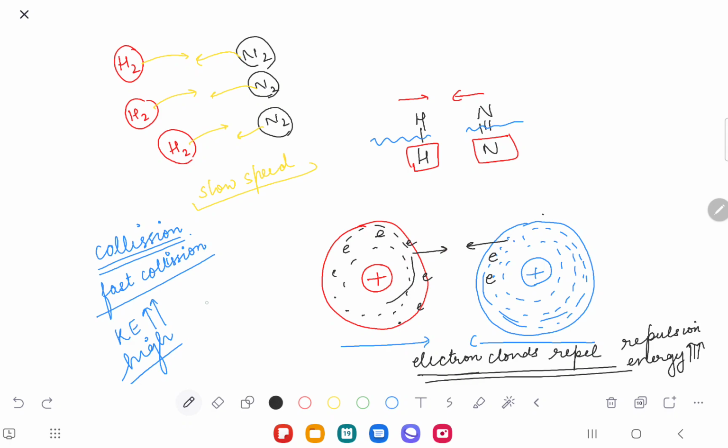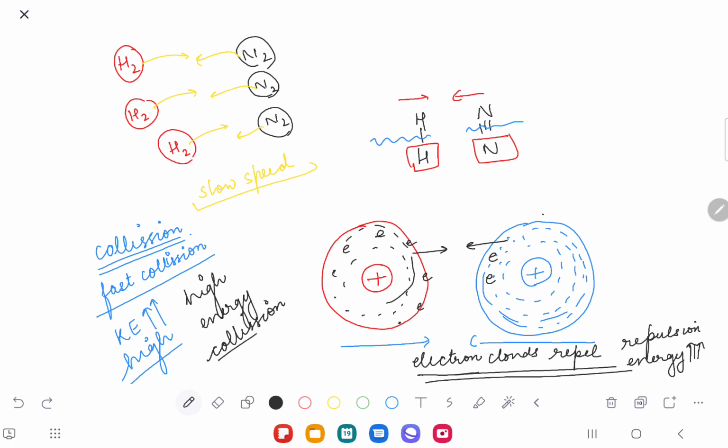And why do we provide a good high amount of temperature to the atoms? So that their kinetic energy can increase. Do you understand? So that is the concept. So now you understand that when we are talking about the collision, there are two important factors. First is the collision. Collision should be a very high energy collision. That's what I told you.